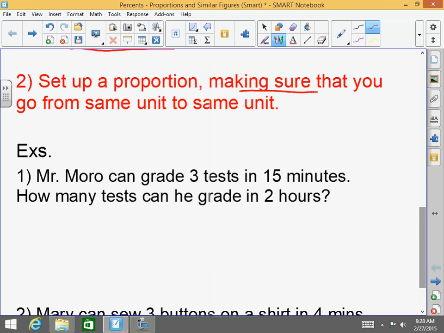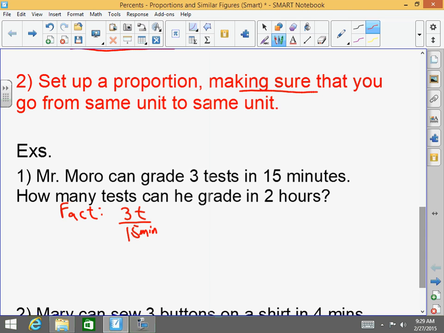Example. Mr. Morrow can grade 3 tests in 15 minutes. How many tests can Mr. Morrow grade in 2 hours? What is the fact ratio here? What is the fact? Very good, my brother. The fact here, guys, is that Mr. Morrow can grade 3 tests, we'll call T, in 15 minutes. Okay? That is a fact. Why? Because the problem told you that that is the fact. You with me so far?